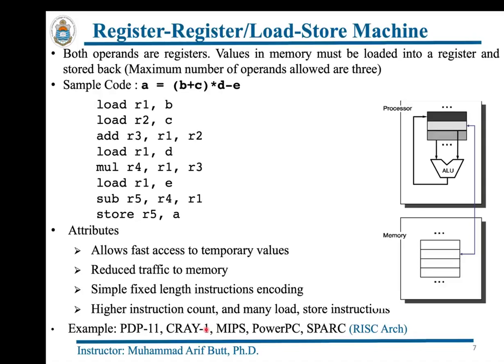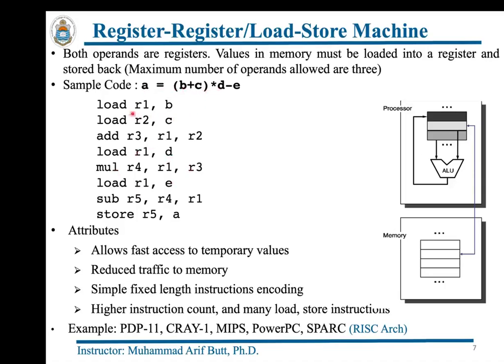The third architecture is the register machine or the load store machine, in which case both the operands are the registers. These are the registers of the CPU. Both the operands come from the register to the ALU, and the ALU places the result back inside some of the registers. The maximum number of operands that are allowed in this architecture are 3, and this is the assembly instructions that implements this single high-level language code.